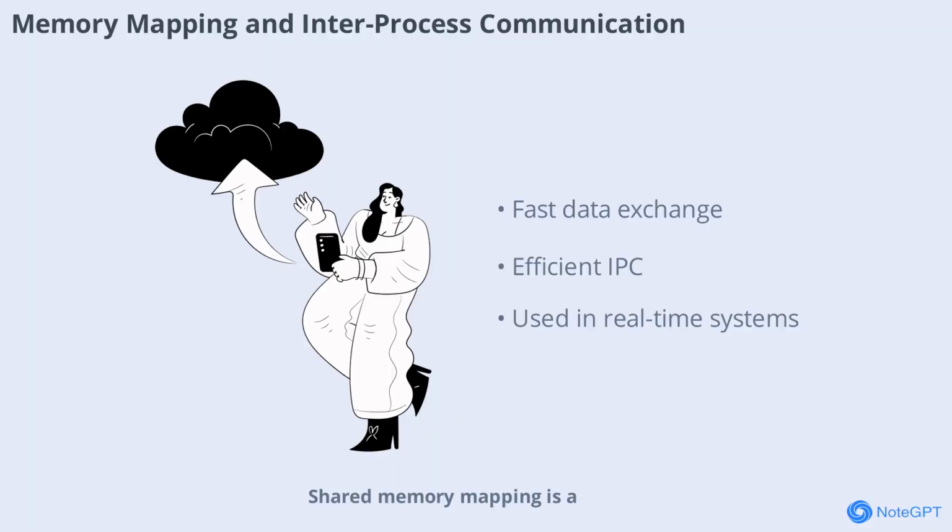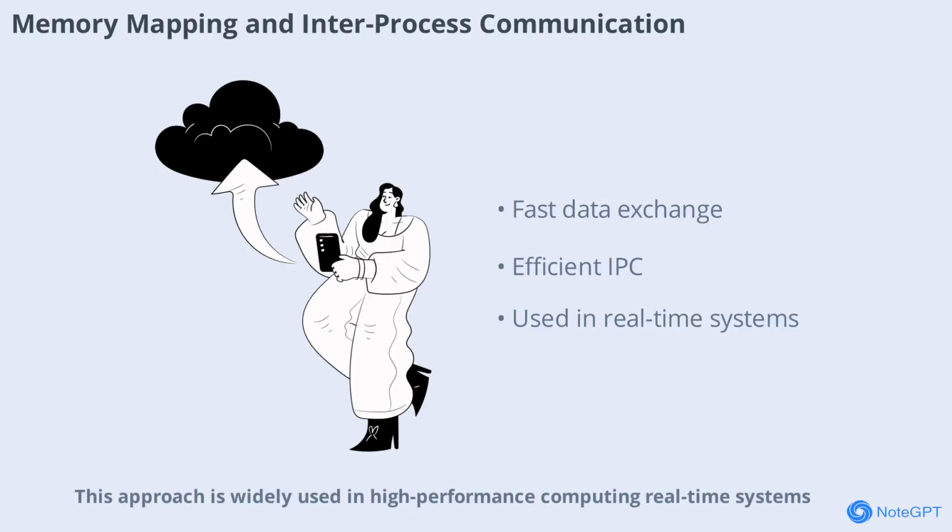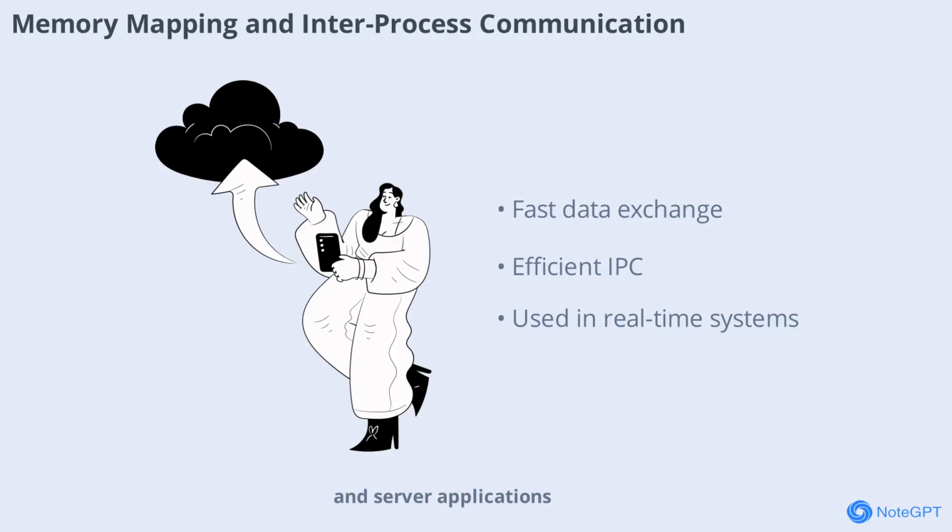Shared memory mapping is a powerful technique for interprocess communication (IPC). By mapping the same file or memory region into multiple processes, programs can exchange data quickly and efficiently. This approach is widely used in high-performance computing, real-time systems, and server applications.